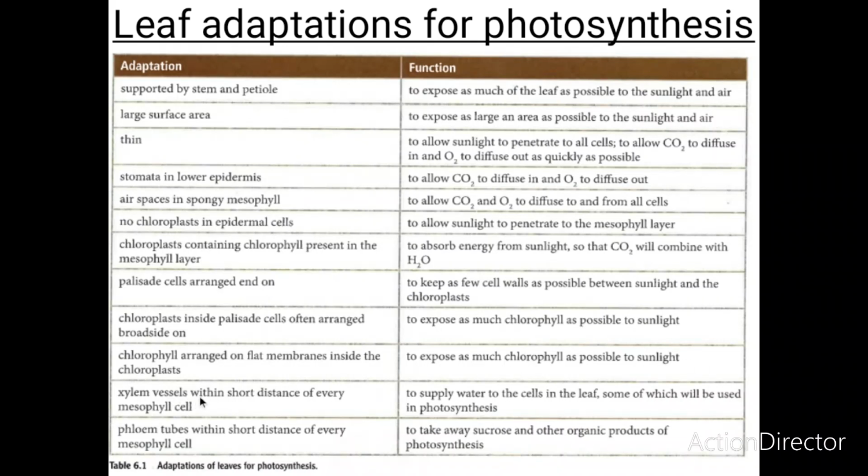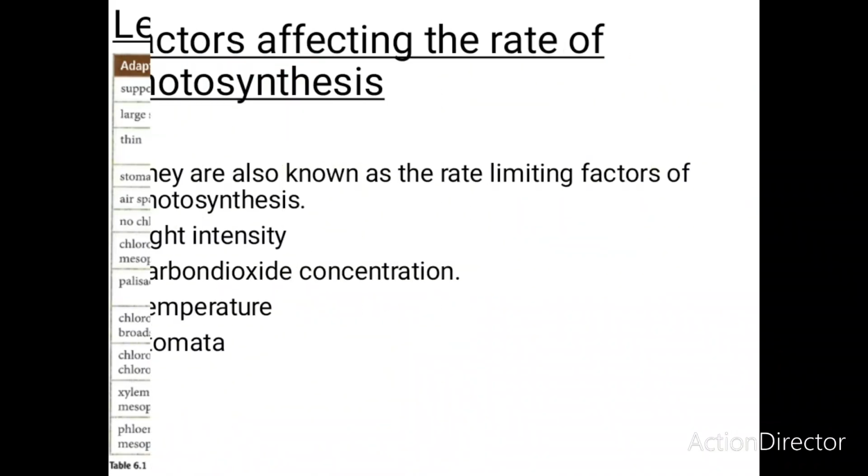And the xylem vessels are within short distances of every mesophyll cell in order to supply water to the cells in the leaf, some of which will be used in photosynthesis. The phloem tubes are also within a short distance of every mesophyll cell to take away sucrose and other organic products of photosynthesis. So these are the leaf adaptations for photosynthesis.